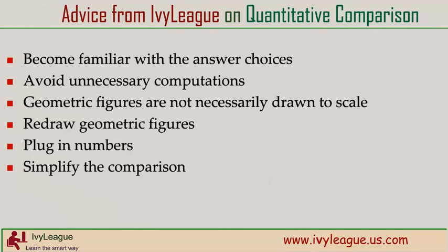Never select this last choice if it is clear that the values of the two quantities can be determined by computation. Also, if you determine that one quantity is greater than the other, make sure you carefully select the corresponding choice so as not to reverse the first two choices. Avoid unnecessary computations.